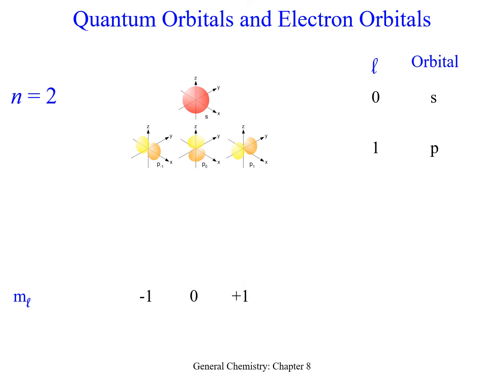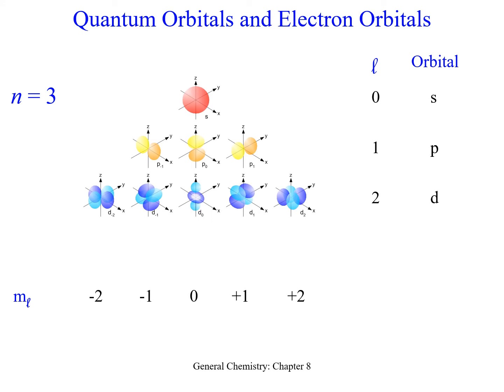Notice that when we went up a quantum shell, we also added a shell of orbitals. Going to n equals 3, we now have the d orbitals, where L is equal to 2, and m sub L, coming right down the middle here, is 0, -1, -2, +1, and +2.